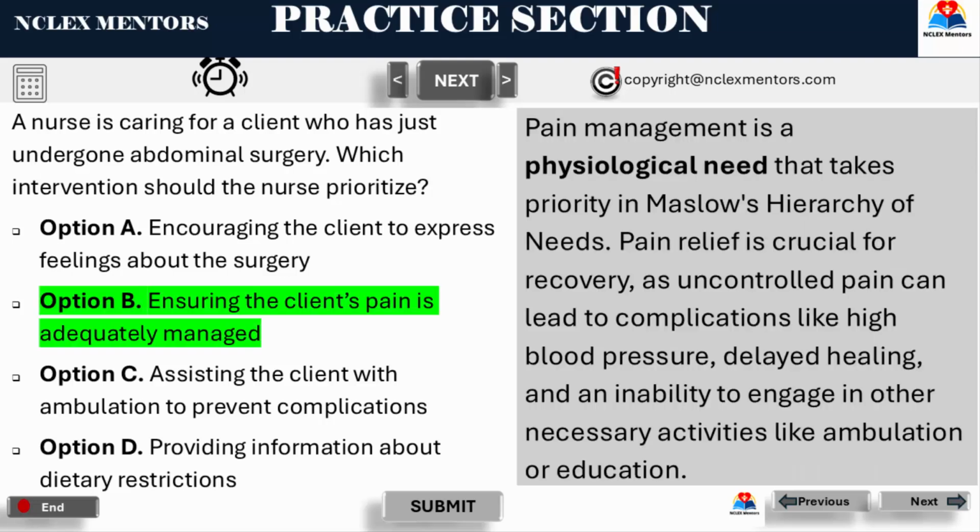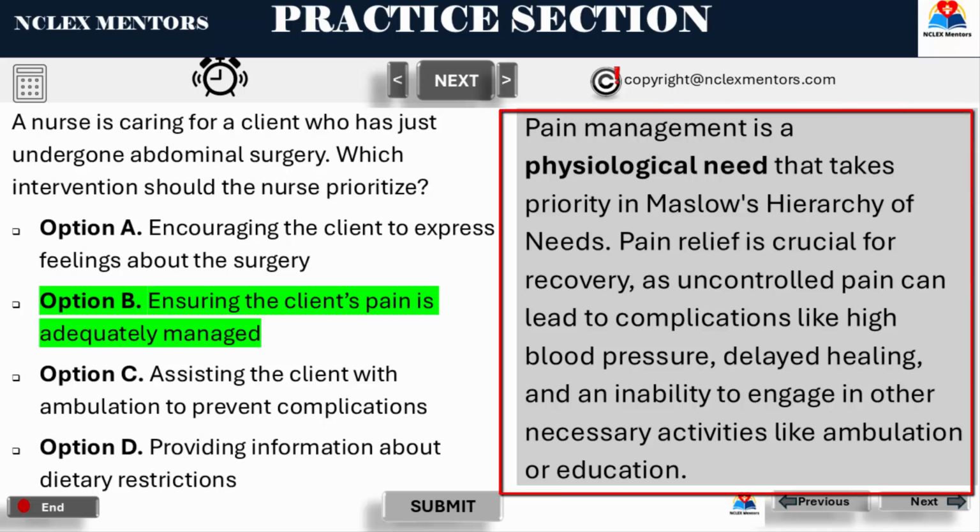The correct answer is Option B, ensuring the client's pain is adequately managed. Let's break this down using Maslow's hierarchy. Why is pain management the top priority? Pain relief falls under physiological needs, just like breathing, hydration, or circulation. Think about it. Pain management is essential for the patient's well-being and recovery. Uncontrolled pain can lead to complications, such as increased heart rate, high blood pressure, and delayed healing. If a patient is in severe pain, they may not even be able to participate in other important interventions like ambulation or education. Pain control comes first.